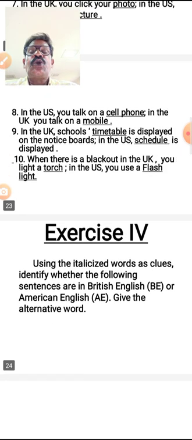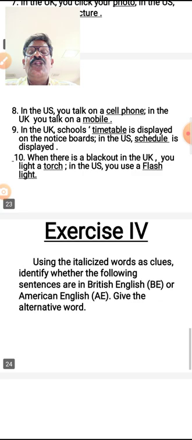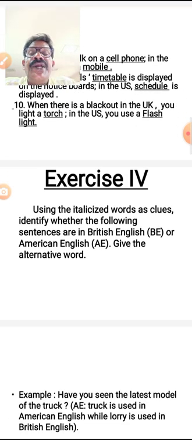In the UK, the school's timetable is displayed on the notice boards. So in the UK, it is called timetable, right? But when it comes to America, it is called schedule. Schedule, right? All of you are very much familiar with timetable, since you have been attending classes for the past 10 or 12 years. Now let us come to the 10th one. When there is a blackout in the UK, you light a torch. Torch is the British one. Flashlight is the American one.